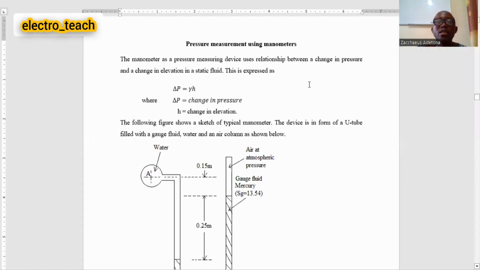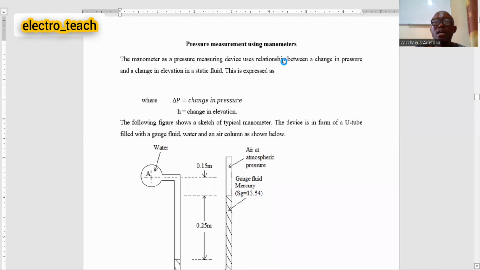Now let's look at the theory behind the measurement of pressure using manometers. When we want to measure pressure using manometers, when you look at the screen, you see the theory of that.